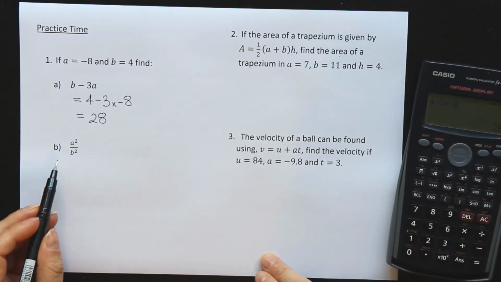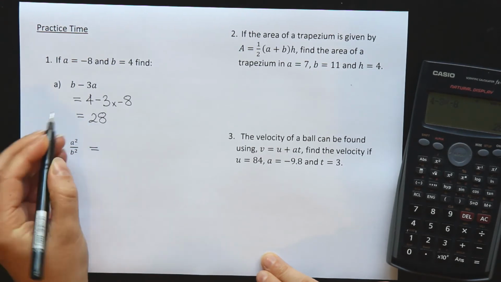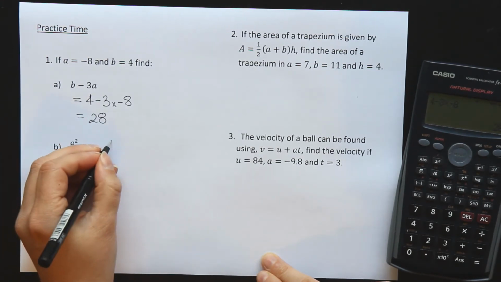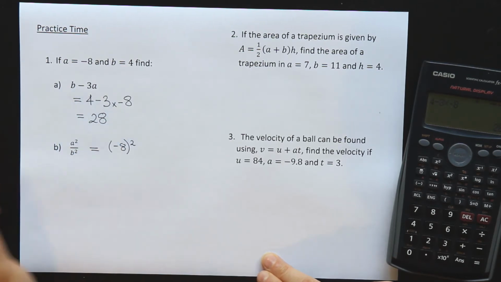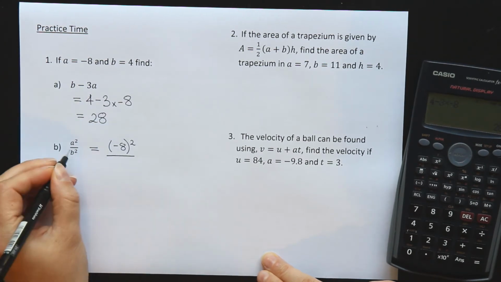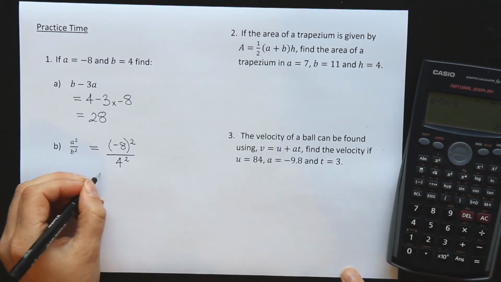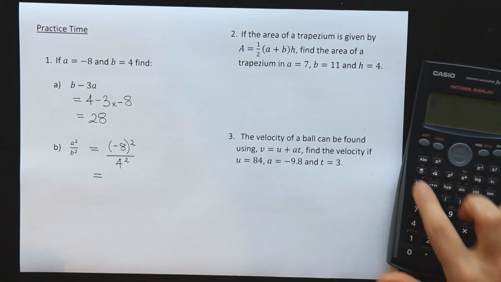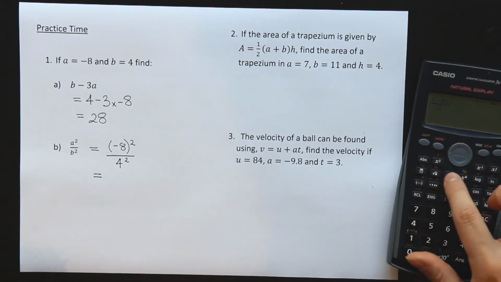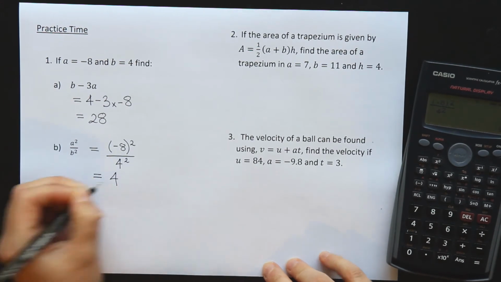Okay, part B. A squared over B squared. Substitute in. A is -8. So remember, with negatives, we need to always put them into brackets if we're going to square them. So -8 squared over B, which is 4 squared. Positive numbers, you don't have to have the brackets. In the calculator, I have -8 squared over 4 squared equals, oh, a nice whole 4 as my answer.